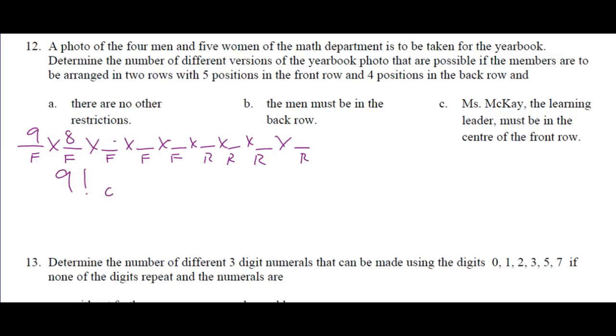9 factorial or 9p9, which we know is 362,880.